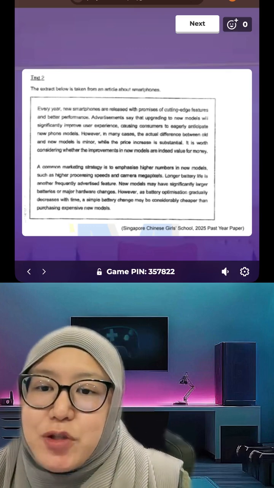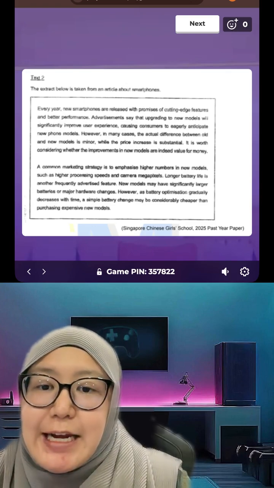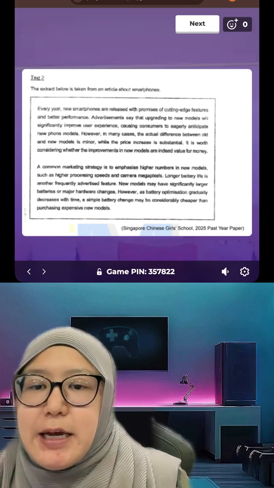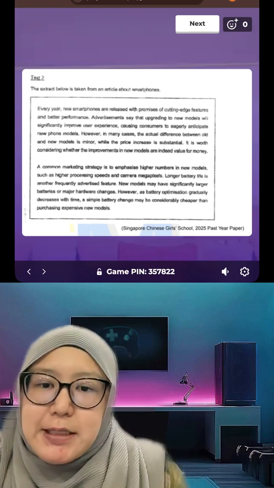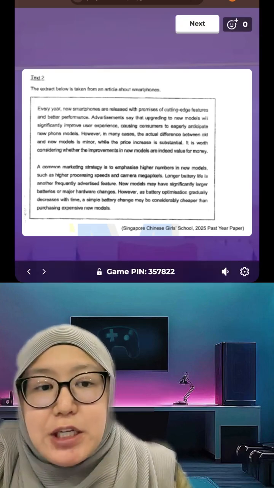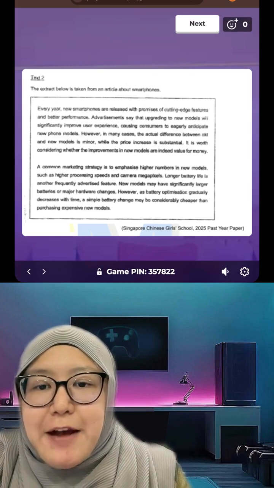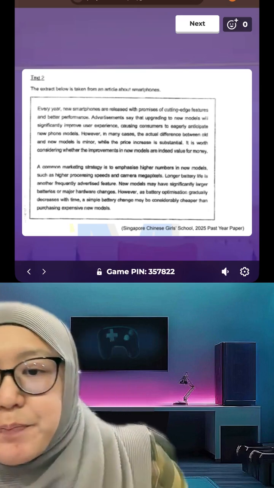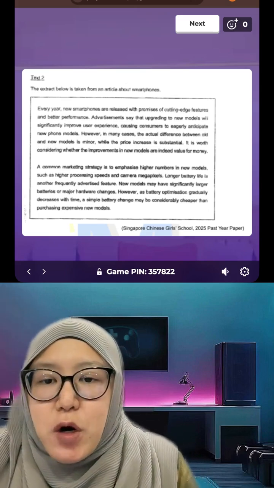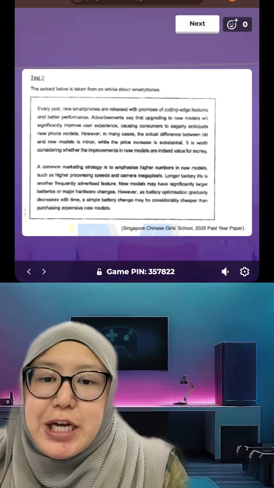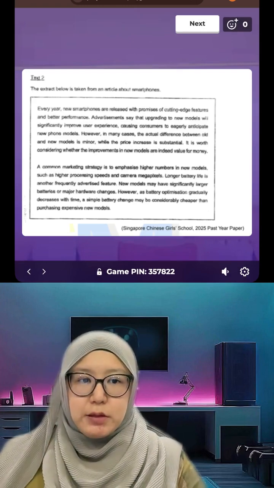A common marketing strategy is to emphasize higher numbers in new models, such as higher processing speeds and camera megapixels. Longer battery life is another frequently advertised feature. New models may have significantly larger batteries or major hardware changes. However, as battery optimization gradually decreases with time, a simple battery change may be considerably cheaper than purchasing expensive new models. So what do you think?